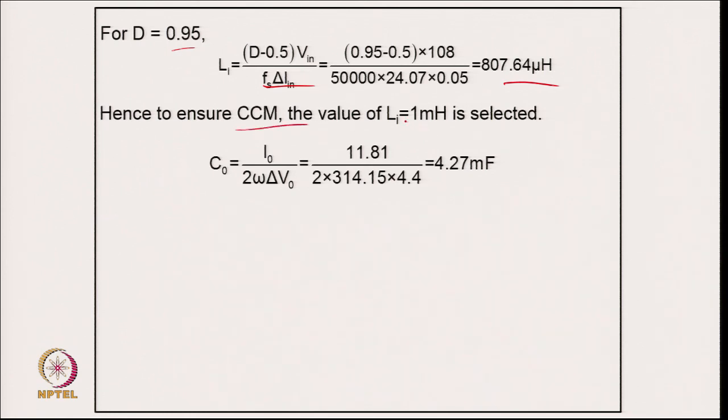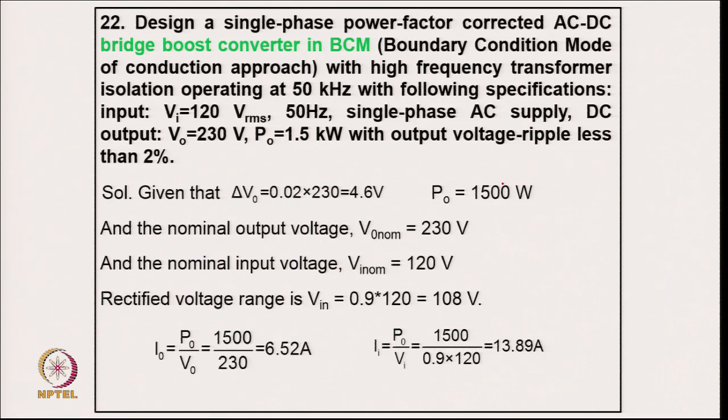So, to ensure CCM, the value of inductor should be 1 millihenry, and the output capacitor from this voltage ripple relation, putting the value here, comes 4.27 millifarad.